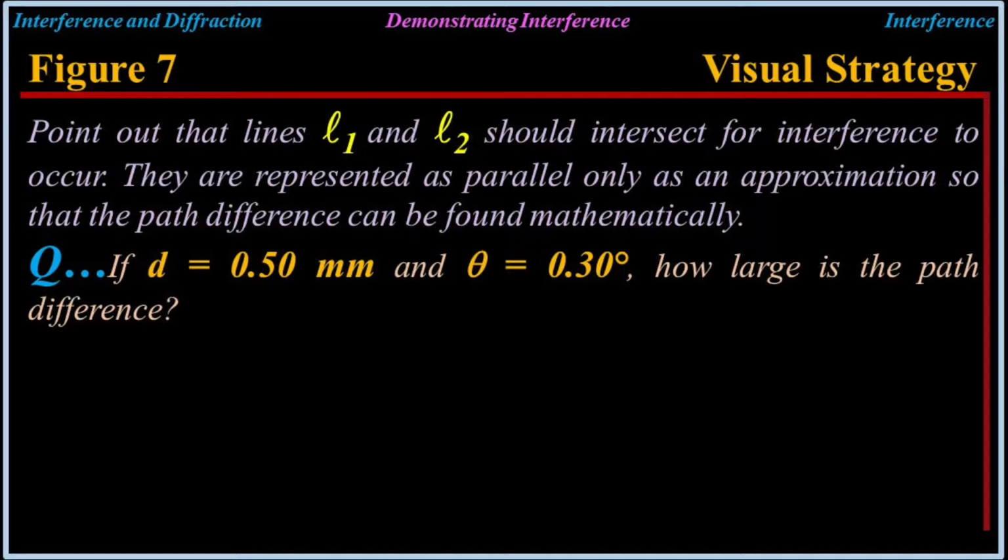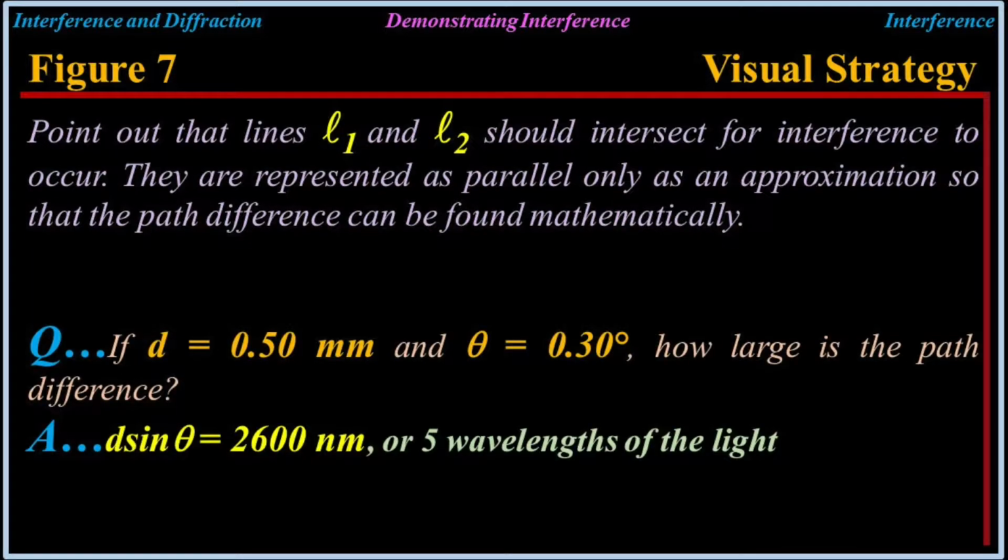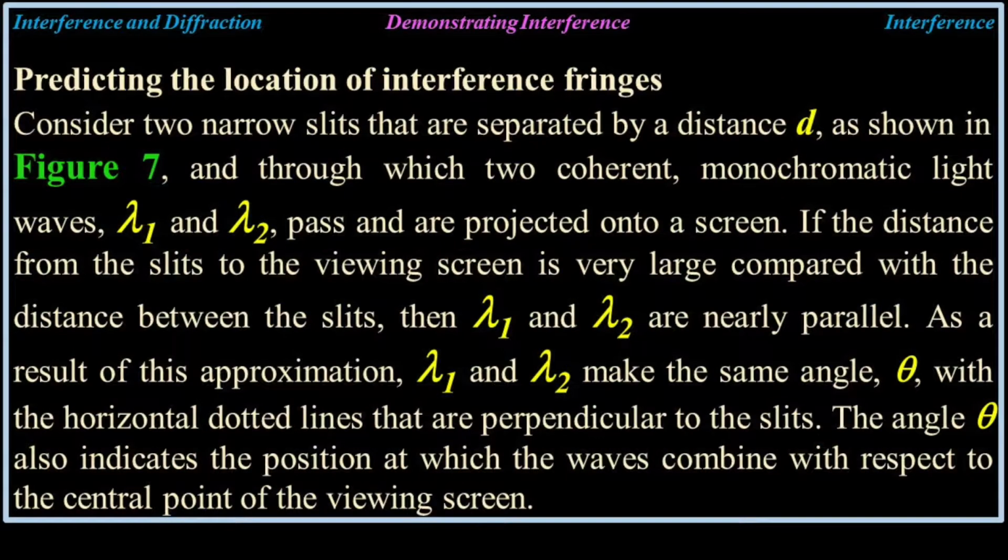Question: if d equals 0.5 millimeters and theta equals 0.30 degrees, how large is the path difference? Again, you see that we're going to be using very small angles, small distances, small lengths. The answer is d sine theta equals 2060 nanometers, or 5 wavelengths of the light. It'll make a little more sense once we start doing problems.